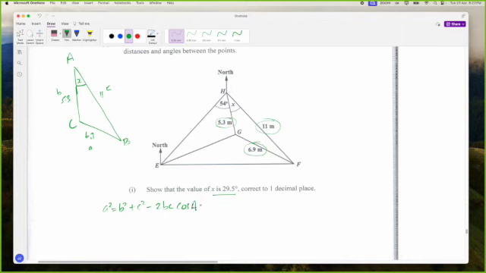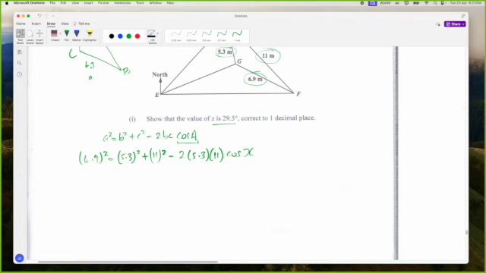And remember, this angle A is the angle we want to find. So we want to find that. So we had to plug in everything else. a squared, 6.9 squared, is equal to 5.3 squared plus 11 squared minus 2 into 5.3 times 11 multiplied by the cos of x.